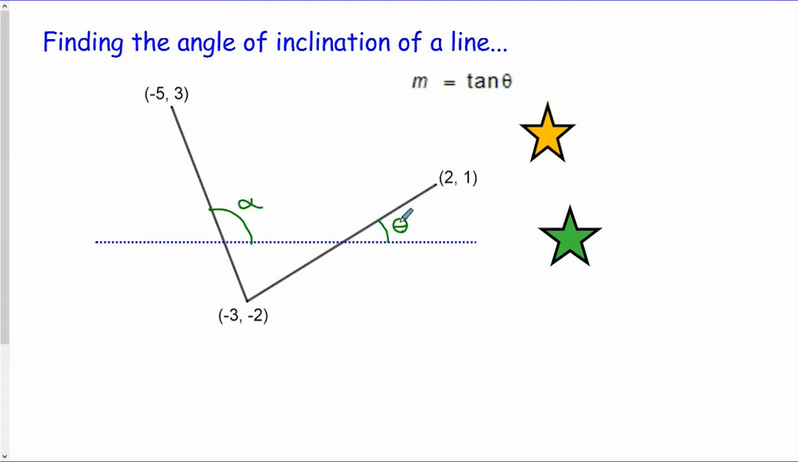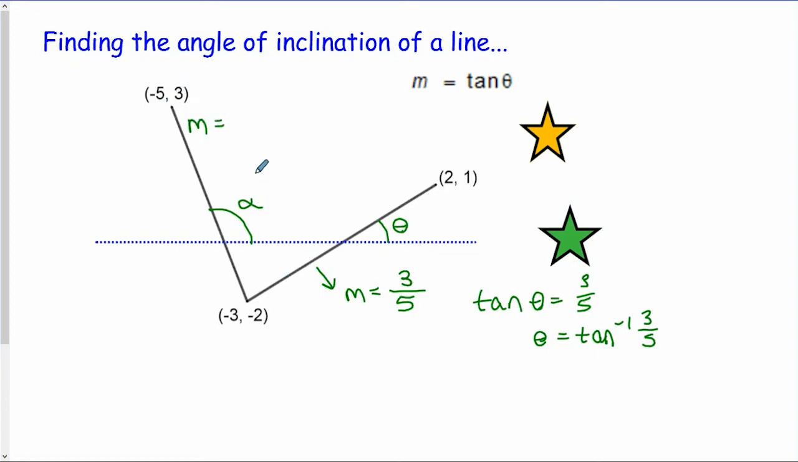Now let's do the uphill line first. It's got a positive gradient. It's rising 3, and it's running across 5. So literally the tan of theta will be 3 over 5, and so theta will be the undo tan of 3 over 5. Let's look at this one. What happens here, the gradient is negative 5 over 2. I think I'm right in saying it's dropped down by 5, and it's run across by 2.